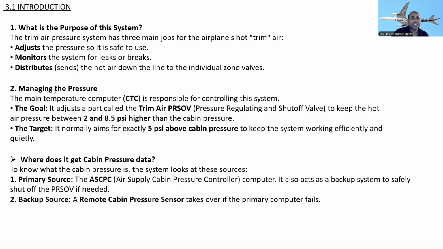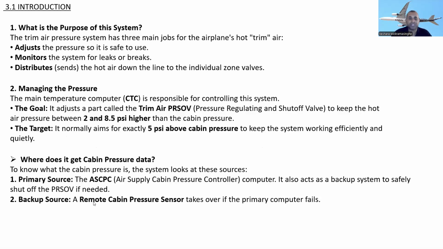All right, so managing the pressure, the main temperature controller is responsible for controlling the system. The goal is it adjusts the trim air pressure regulating shut-off valves to keep the hot air pressure between 2 and 8.5 psi higher than the cabin pressure. The target normally aims for exactly 5 psi above cabin pressure to keep the system working efficiently and quietly.